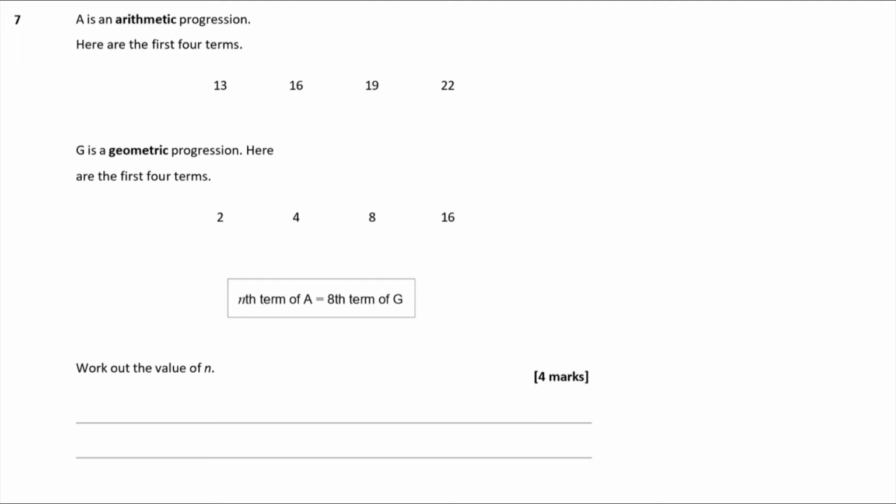So the nth term of the first sequence, can you see it's going up in +3s, isn't it? Okay, +3, +3, +3. So the nth term is going to have something to do with, this is A, isn't it? So let's call it an. An, the nth term of A, is going to be equal to 3n plus what? Well, 3n would be 3, 6, 9, 12, and I've got 13, 16, 19, 22, which are all 10 more than those values, aren't they? So the nth term of A is an equals 3n plus 10.